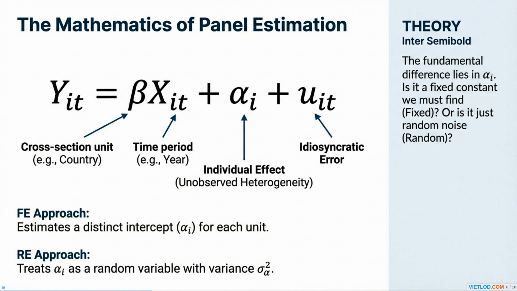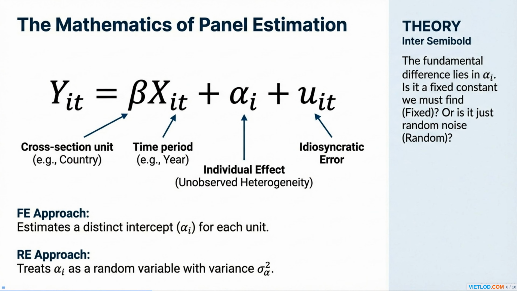X_it represents our independent variables, or predictors, also varying across units and time. Beta is the coefficient we aim to estimate, showing the effect of X_it on Y_it. The term alpha_i is the individual effect, capturing unobserved heterogeneity specific to each unit i. This could be anything unique to a country, like its culture or institutional quality, that remains constant over time.